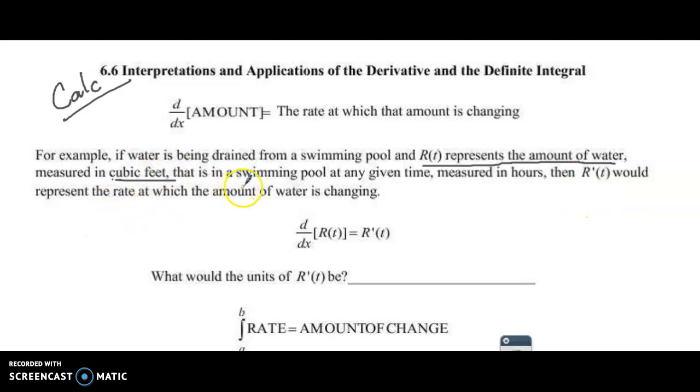then R prime of t would represent the rate at which the amount of water is changing. So just so we're clear as far as looking at the units, as we take the derivative of R, that equals R prime of t, then the units for R prime of t would be in cubic feet per hour as you examine all of the units. Maybe I can highlight for you cubic feet per hour.